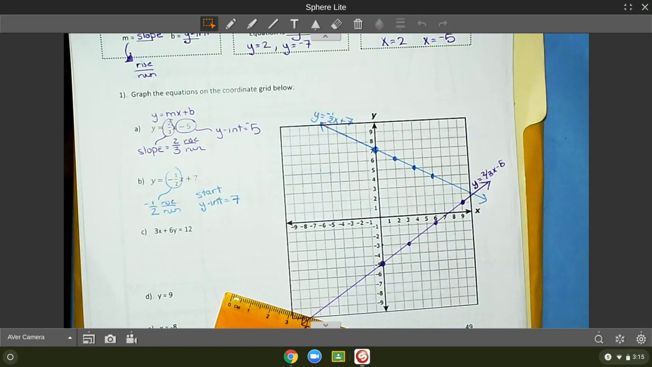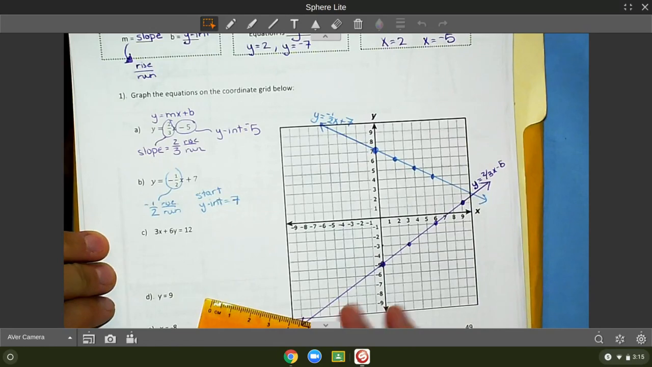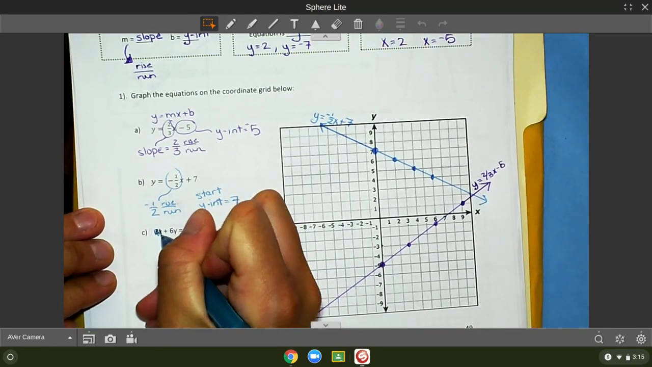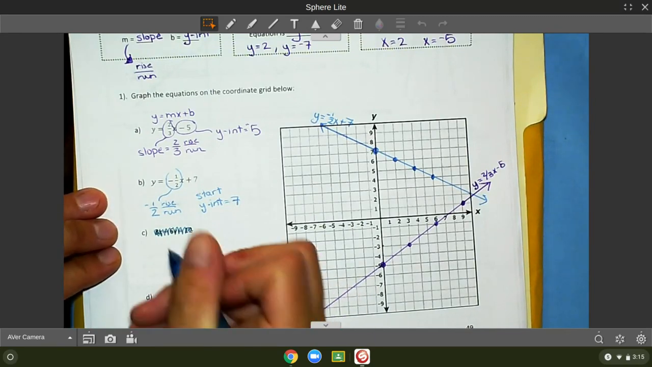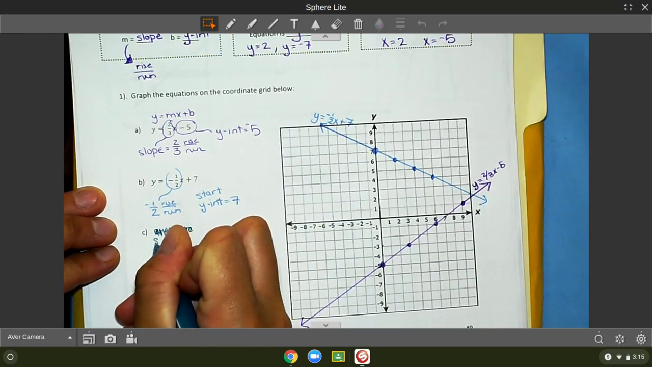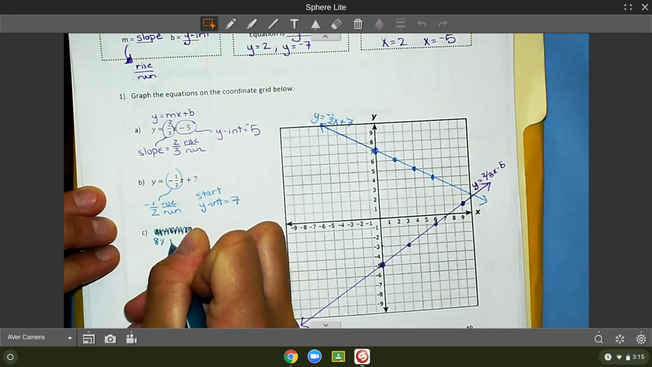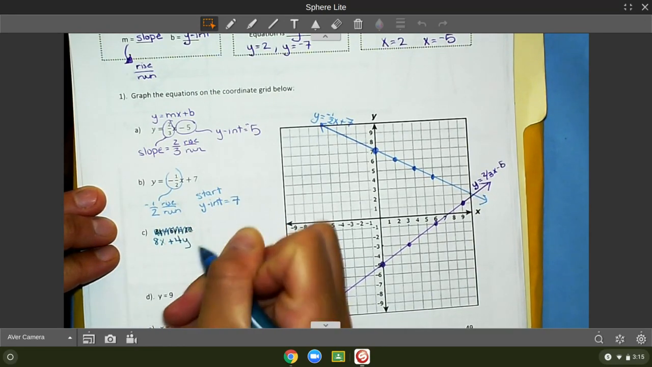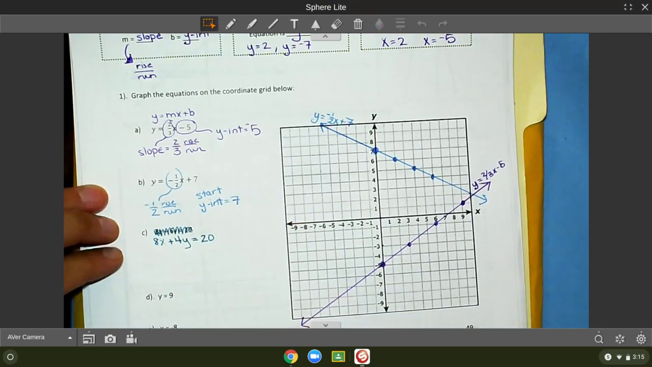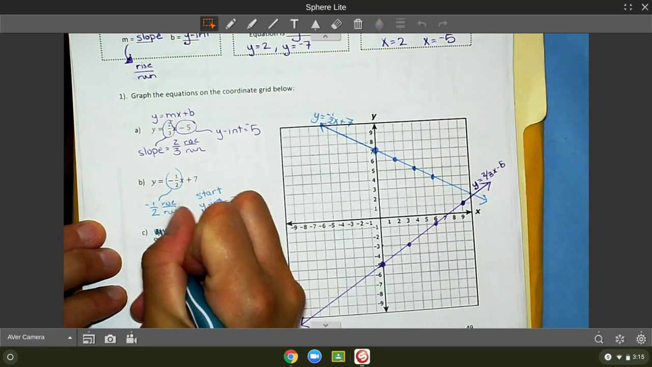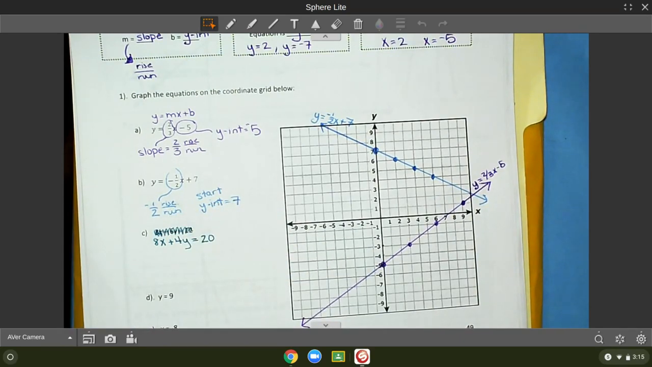Okay, for this next example, because I made a little mistake, I want you to try something a little bit different. So I'm going to cross this whole equation out. And here's what I want you to write. I would like you to write 8x plus 4y equals 20. 8x plus 4y equals 20. All right, this is the next line that I would like us to graph.